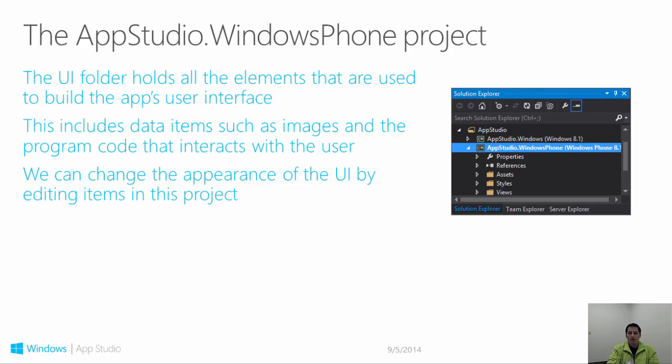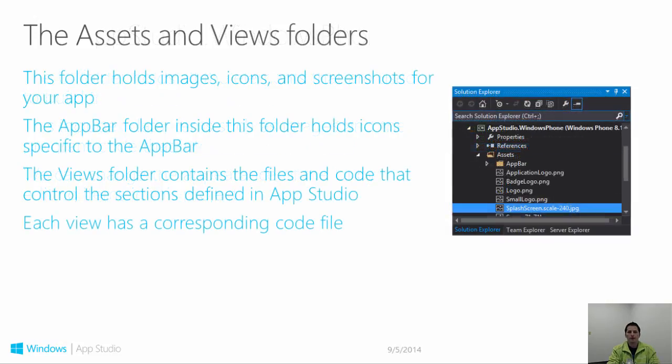Once you have begun editing your app in Visual Studio, you will not be able to go back into App Studio to make further changes. Any changes that you might have made in App Studio can be made in the AppStudio.Windows Phone project. Inside the AppStudio.Windows Phone project, you will find two key folders.